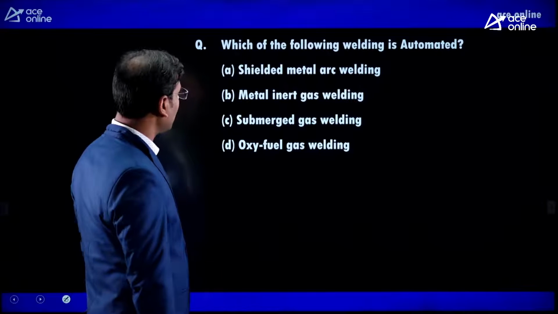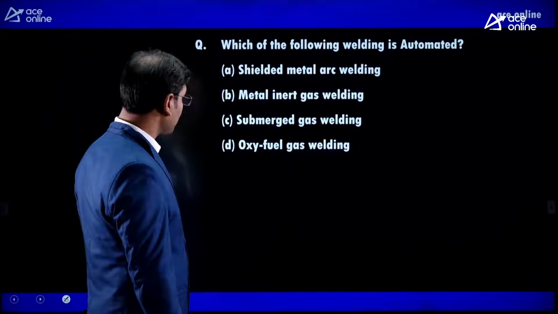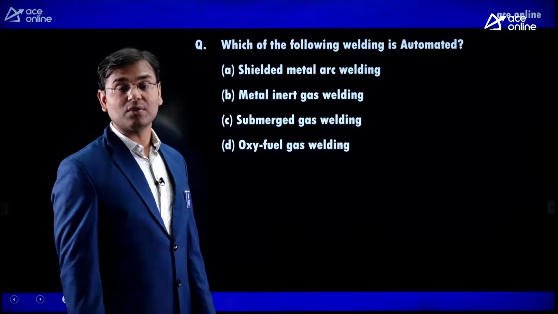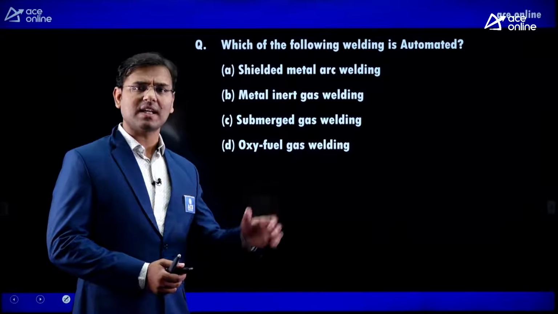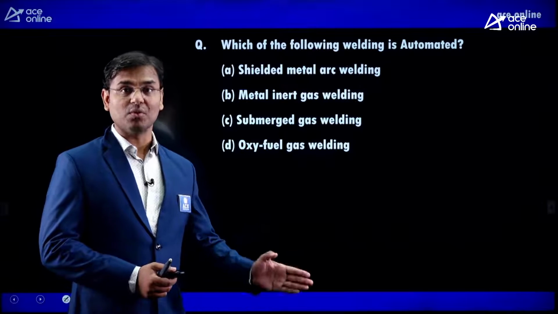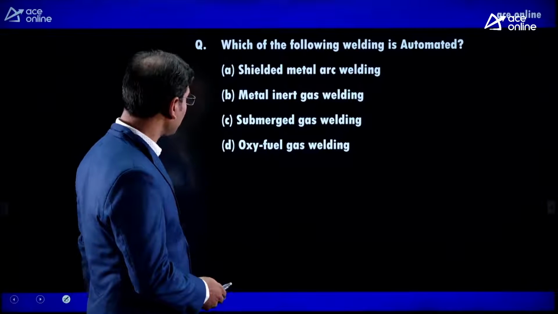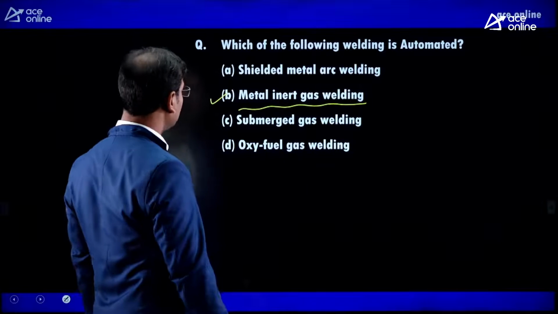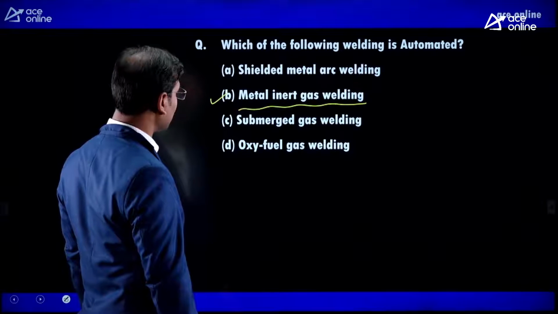Yes, next: which of the following welding is automated? Very interesting question here. 100% automation is very difficult to implement. Even in India, many companies and MNCs are there where 100% automation is not possible. 100% automation means a robot or robotic arm is required. But out of all these methods, the wonderful method is metal inert gas welding, where we can use automation. Then metal inert gas welding is the correct answer.